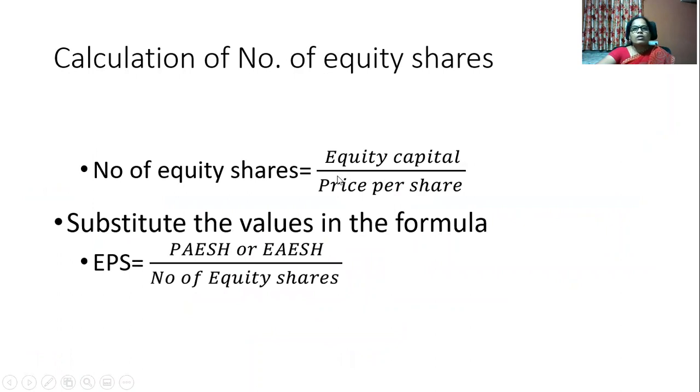So as you have the amount available to equity shareholders and the number of equity shares, you can now substitute these values in the formula: EPS is equal to PAESH or EAESH divided by the number of equity shares. So you get the EPS. Here we come to the end of the second step.